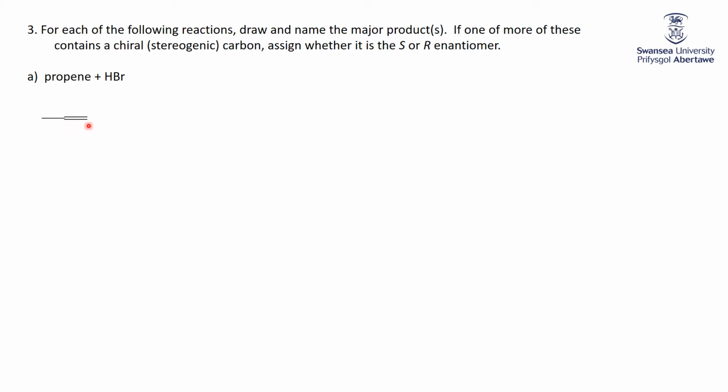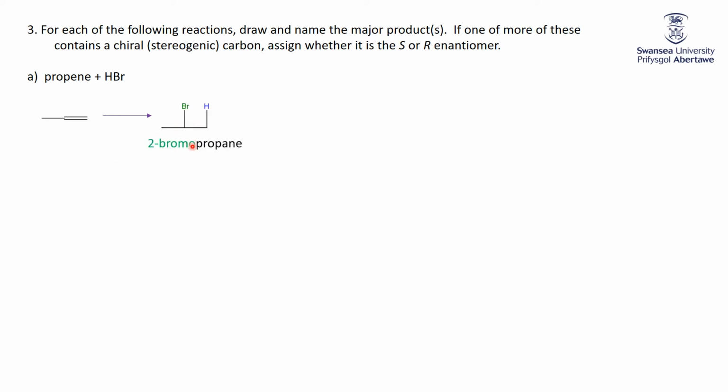Well, there's propene. You've got carbon 1, carbon 2, carbon 3, double bond. We're reacting it with HBr. Now, we're not doing it in any funky way. So that means that the Br goes on to the more substituted carbon, which will be that one, and the H goes on to the less substituted carbon. So we're just going to draw bromine on the middle one, H on the end one, just like that.